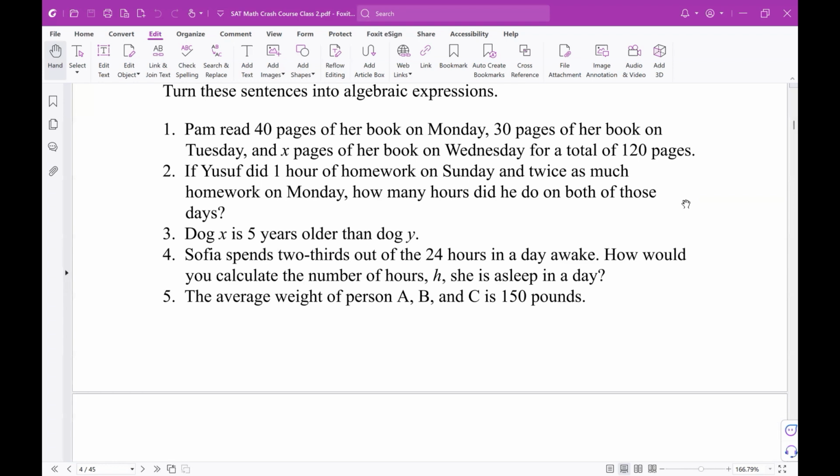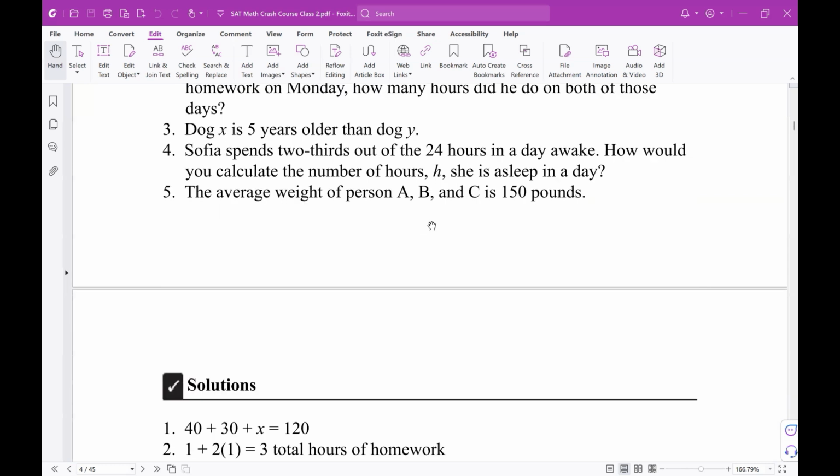1 minus 2 by 3. That is a fractional problem. 1 minus 2 divided by 3 is basically 1 by 3. So 1 by 3 is the number of hours she is asleep. So now multiply it by 24. That's simple. I think that's simpler.